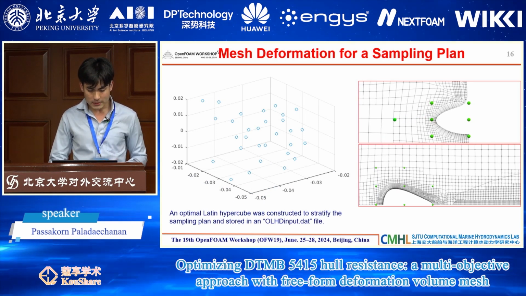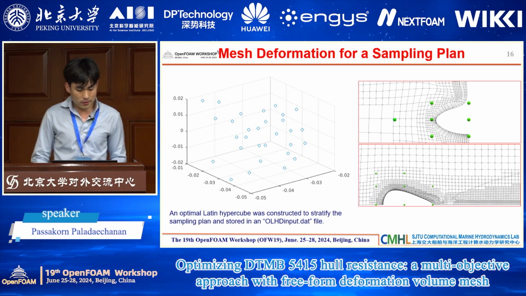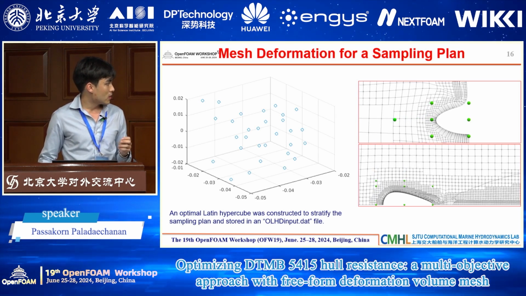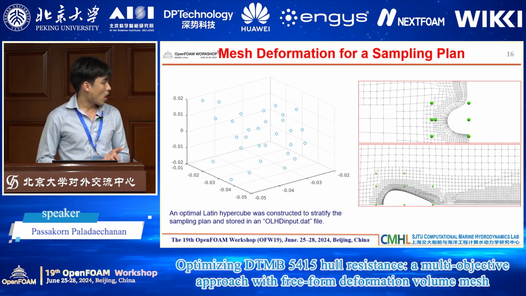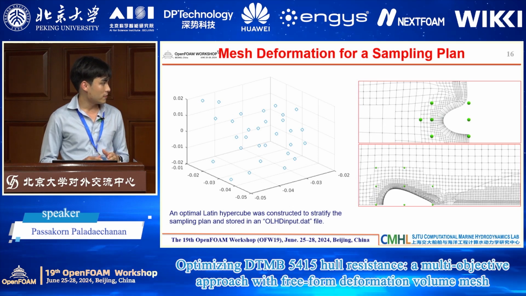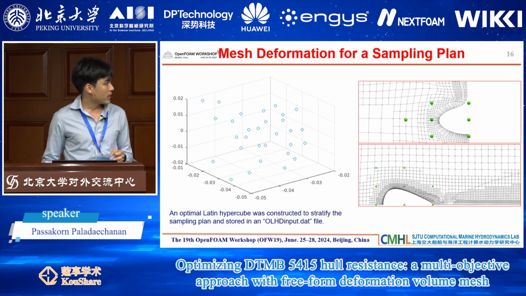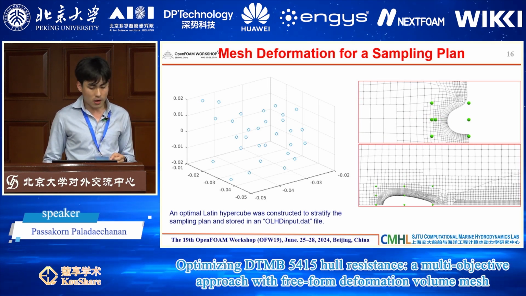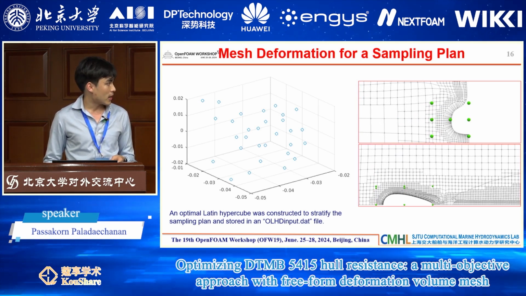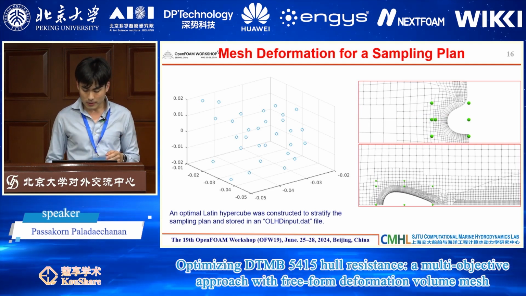So, mesh deformation for the sampling plan. For the mesh deformation, I used the optimal Latin hypercube in order to stratify the samples evenly into the domain, and we deform the mesh in accordance with this stratification.